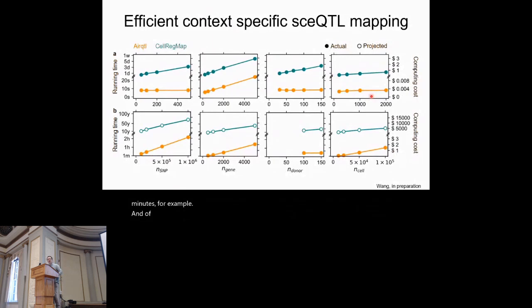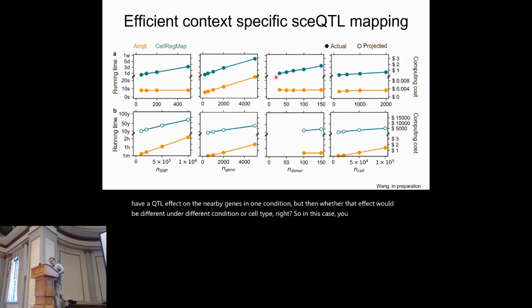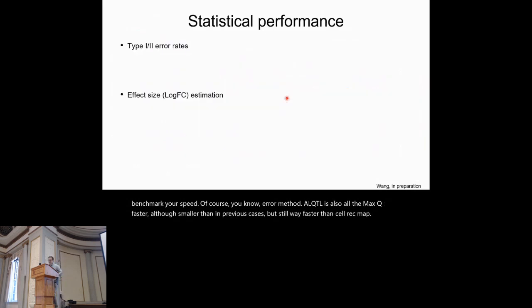And of course, besides single cell eQTL mapping, another very important and interesting question is to look at context-specific eQTLs. Context can be cell type, cell state, or different stimulation conditions. In this case, we're wondering whether one genetic variant may have an eQTL effect on nearby genes in one condition, but whether that effect would be different under a different condition or cell type, right? So in this case, we can also benchmark its speed. Our method, Airqtl, is also an order of magnitude faster, although smaller than in previous cases, but still way faster than cell-rec-map.